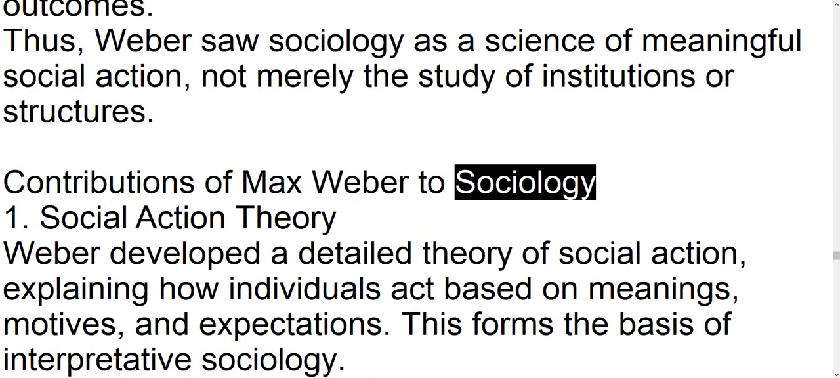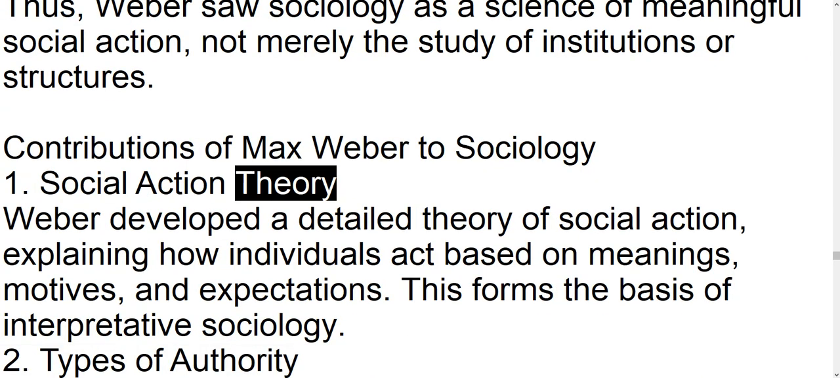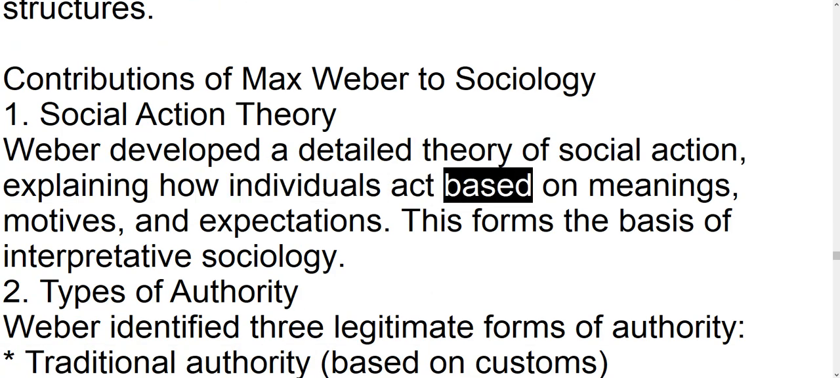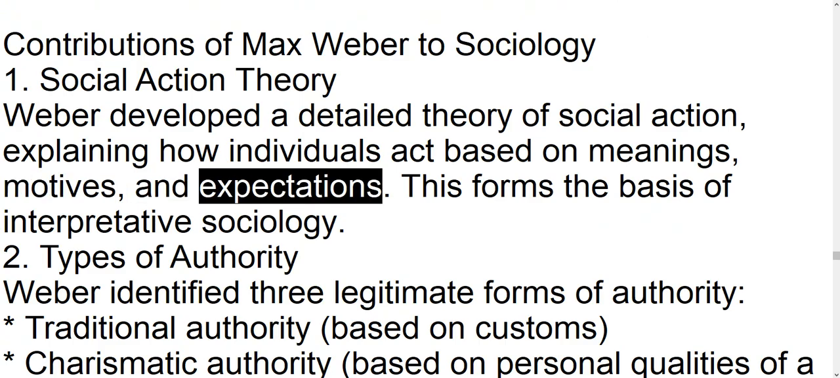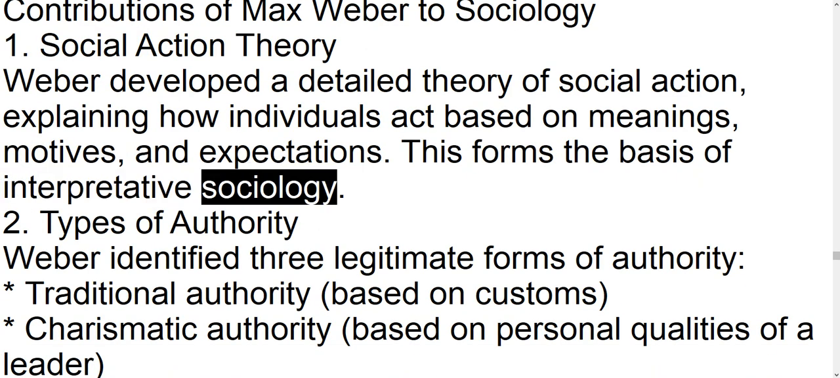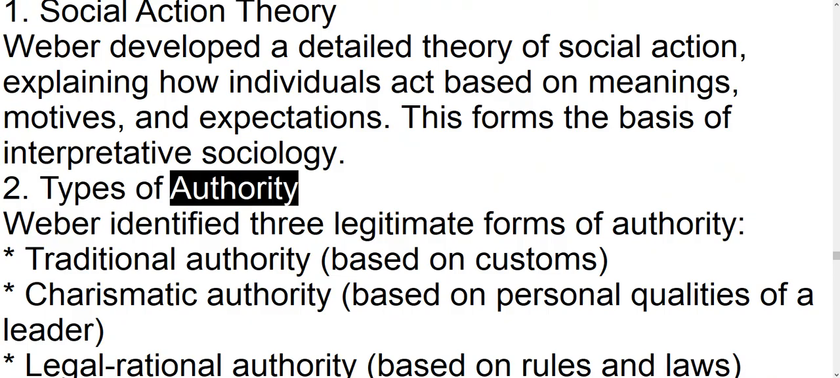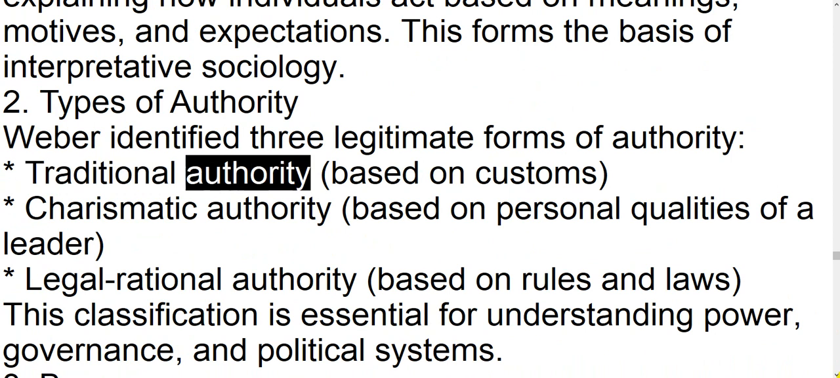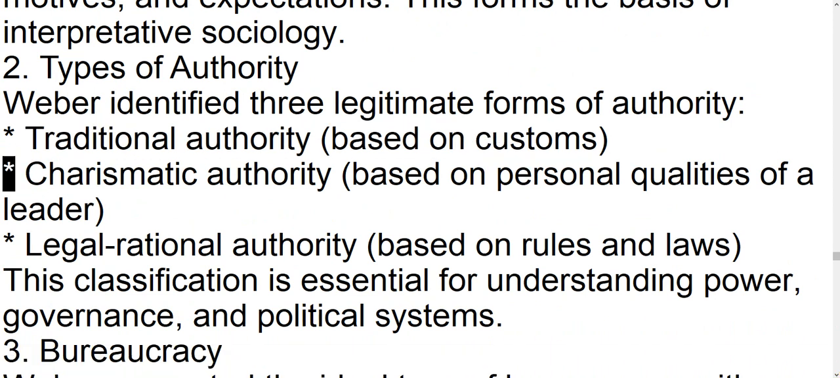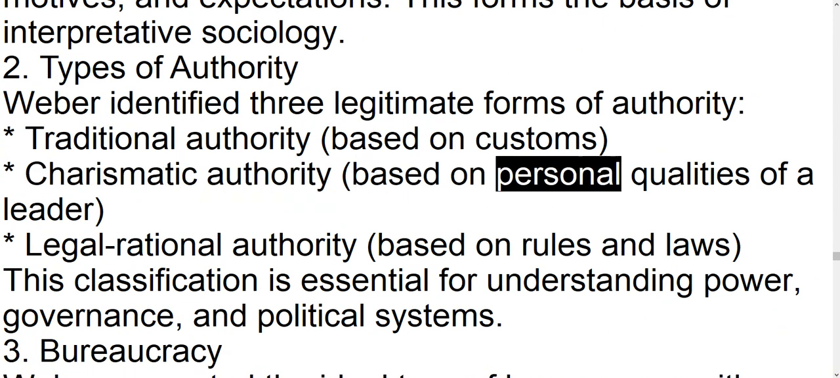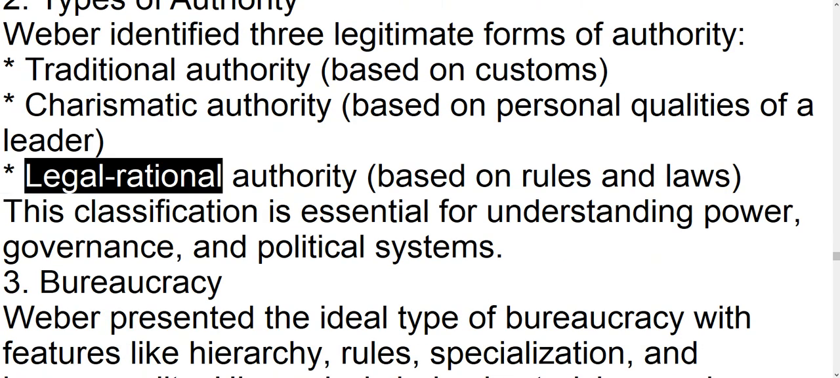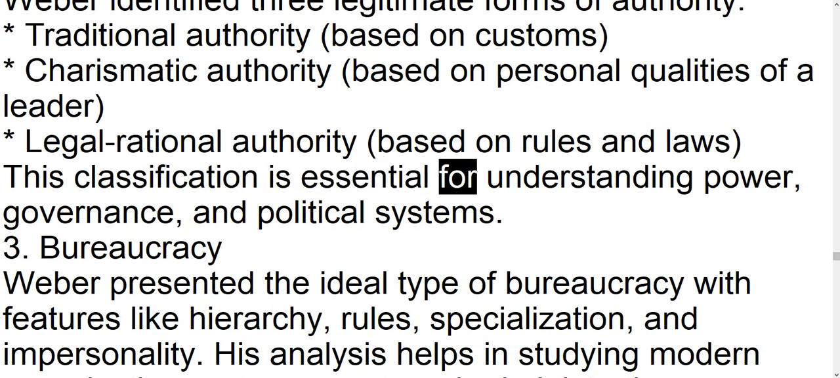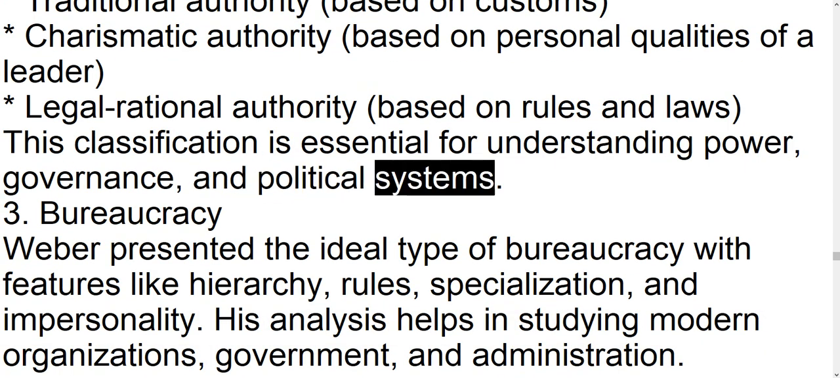Contributions of Max Weber to sociology. 1. Social action theory. Weber developed a detailed theory of social action, explaining how individuals act based on meanings, motives, and expectations. This forms the basis of interpretative sociology. 2. Types of authority. Weber identified 3 legitimate forms of authority. Traditional authority, based on customs. Charismatic authority, based on personal qualities of a leader. Legal rational authority, based on rules and laws. This classification is essential for understanding power, governance, and political systems.